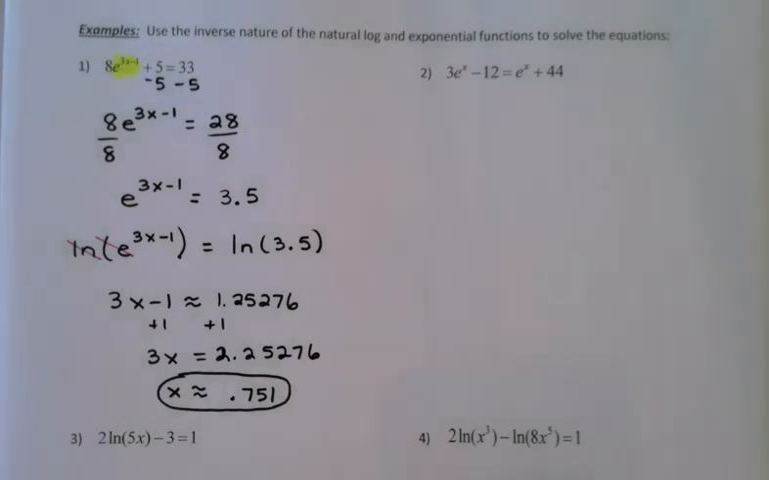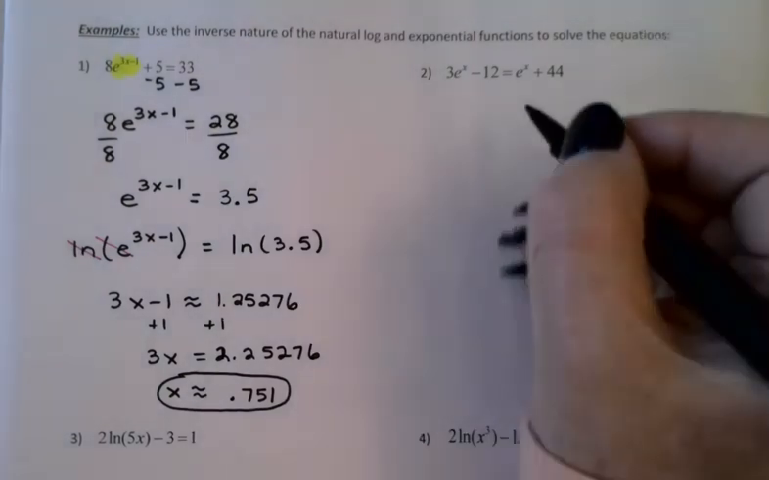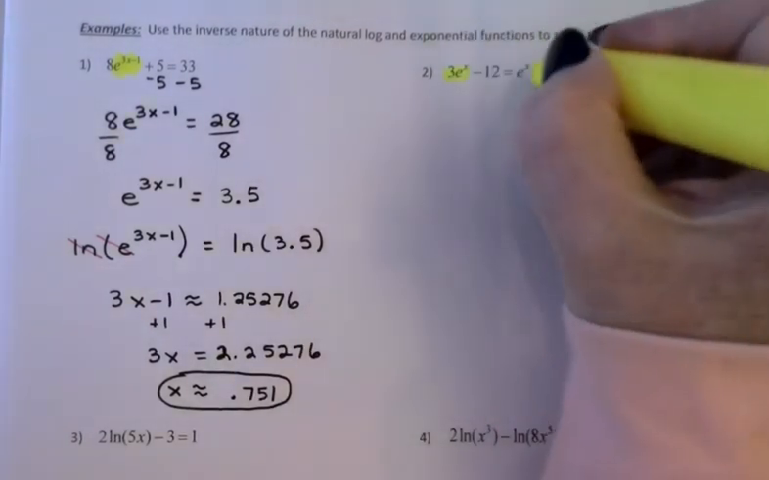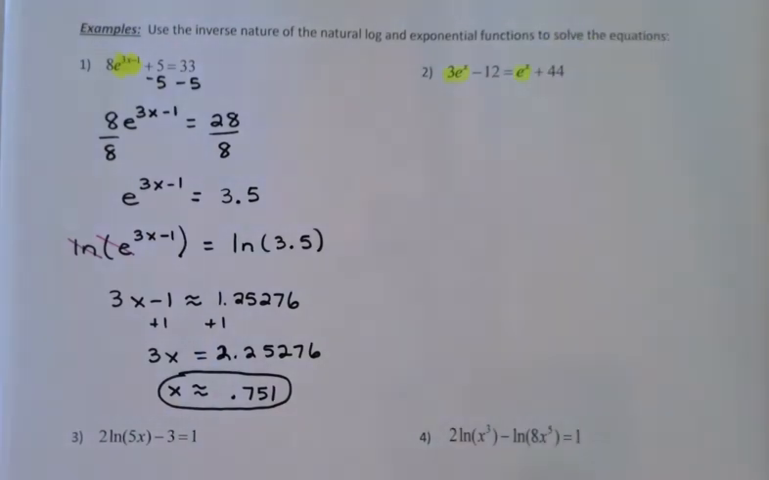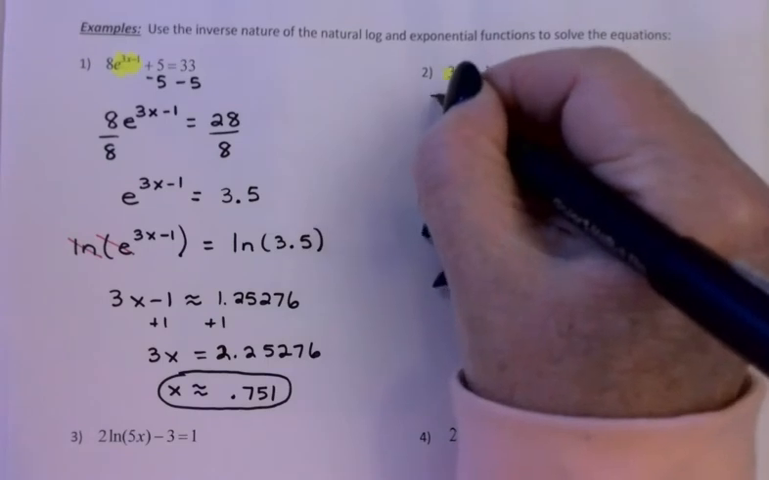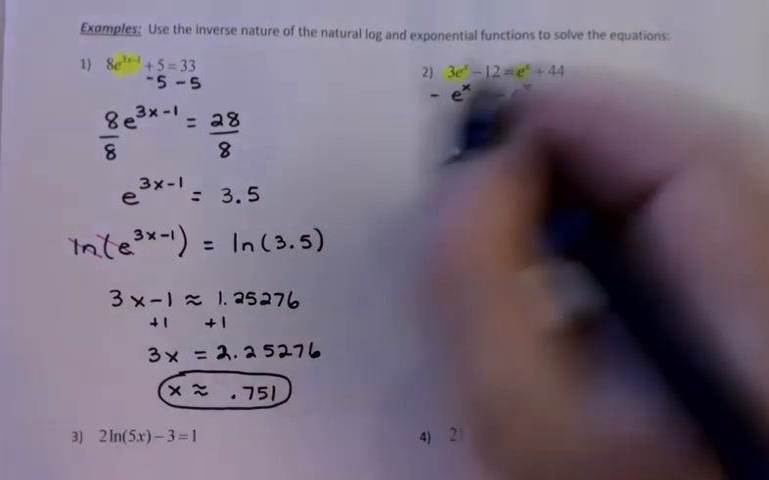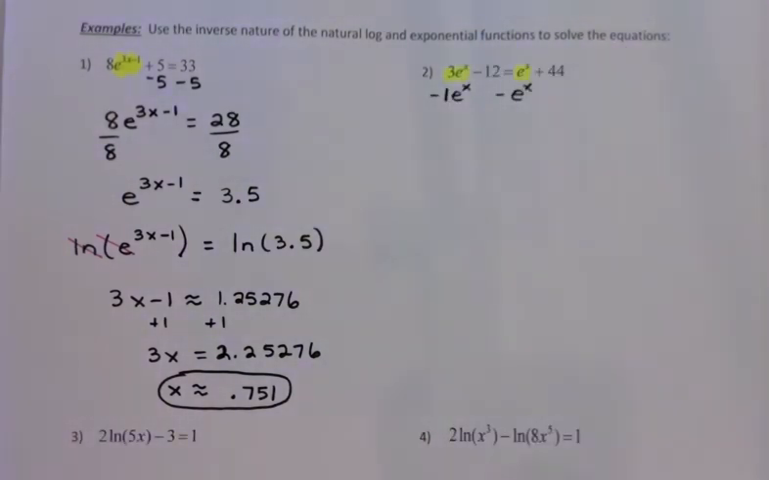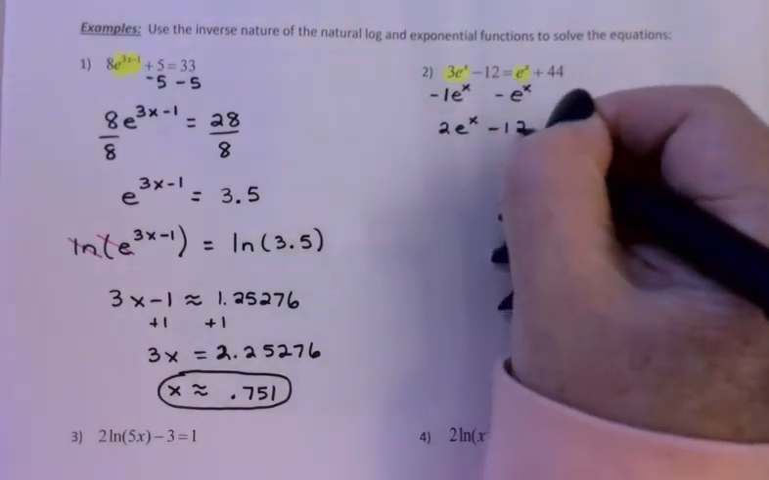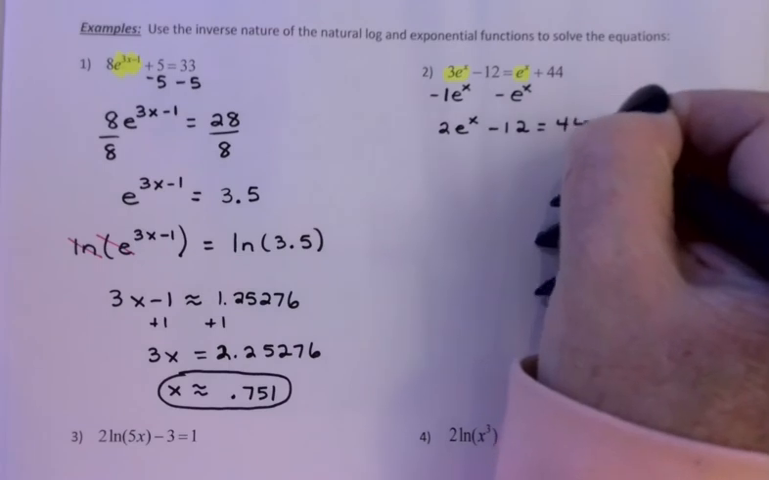All right, let's try a couple more with logs and exponentials. In this next equation, notice that I actually have e to the x in two different places. If I'm going to isolate the exponential, I need to start by getting those exponentials on the same side. So I'm going to subtract e to the x from both sides. Remember, that's really a 1 e to the x. So I have 2 e to the x minus 12 equals 44.